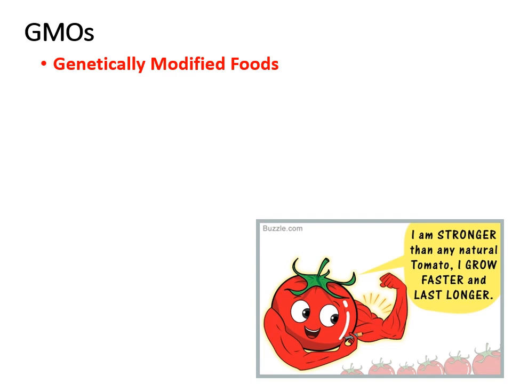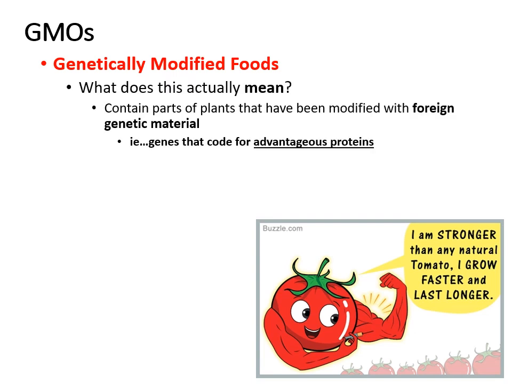So the first thing I have to ask you is, well, what does GMO mean? And that's genetically modified organisms. And today we're going to focus on how that applies to genetically modified food specifically. Now, when we say genetically modified foods, that basically means that these foods are made from at least one plant product that has been modified with foreign genes within it, okay?